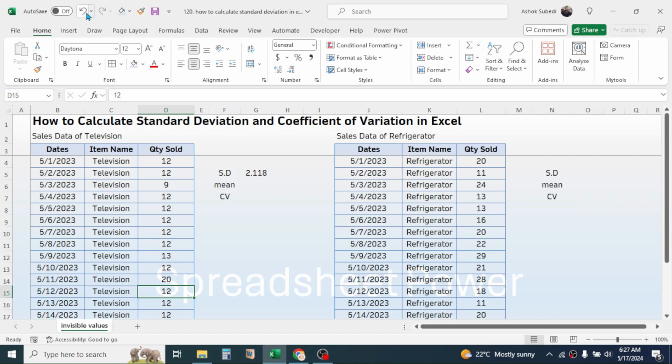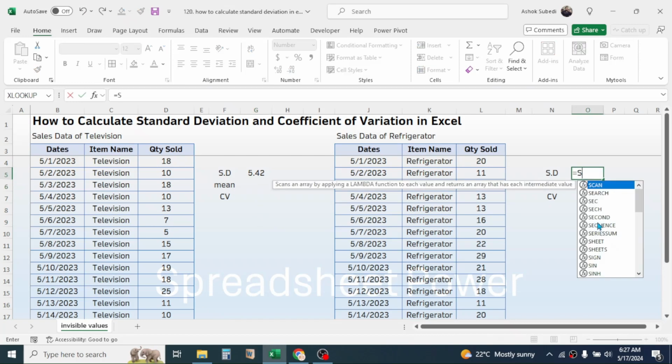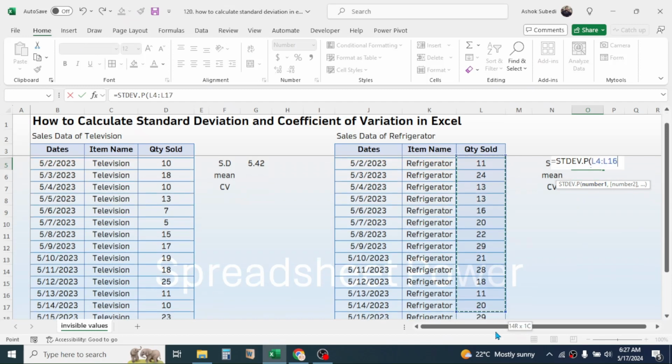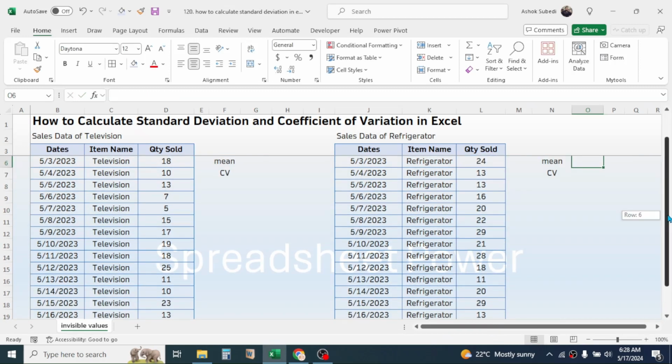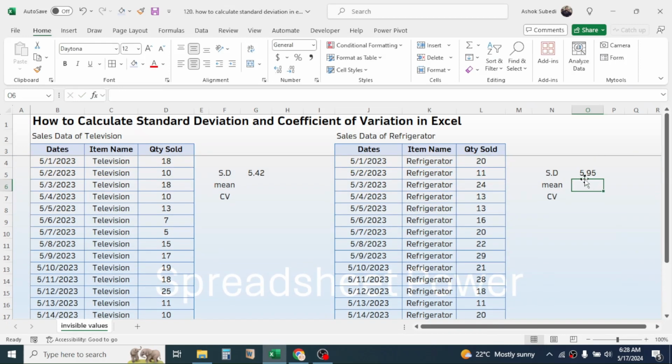So let me go back to the previous state here, and let's calculate the standard deviation for the second data set. Press equal to, use the standard deviation population function, select the quantity sold range of refrigerator, press enter. Now the standard deviation for this data is 5.95. By looking at these two results, we cannot make any comparison here.